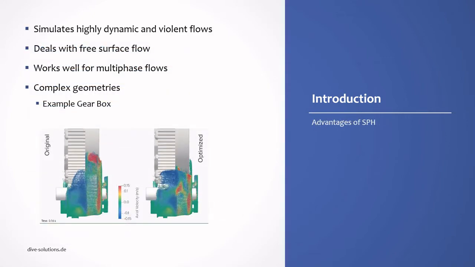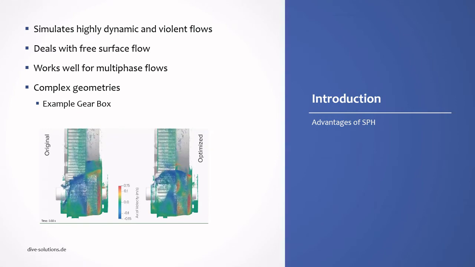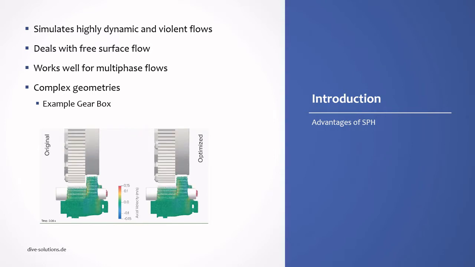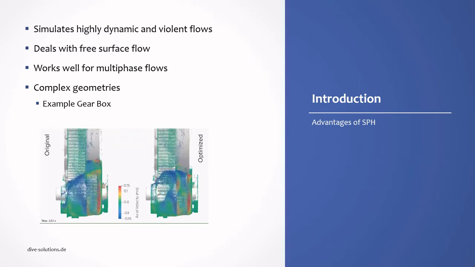So what would be the advantages of SPH? First, it is critical to understand that the best method is relative to the application. All methods have advantages and disadvantages. Some of the main arguments for use of this method are that it simulates highly dynamic and violent flows. It deals well with free surface flow, multi-phase flow, and complex geometries such as gearbox fluid movement. Since SPH is meshless and no calculations of fluxes are necessary, complex moving geometries can be accurately simulated.